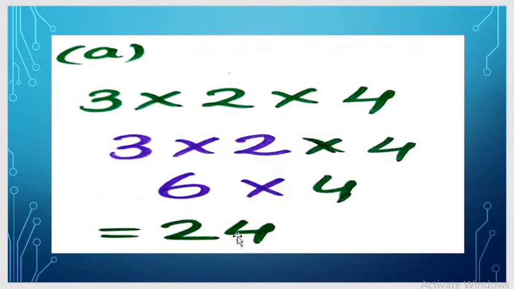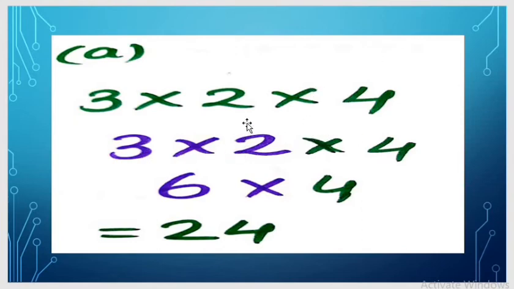This is what is called multiplying in any order. 3 multiplied by 2 multiplied by 4. So 3 2s are 6 and 6 4s are 24. So how can we write it? Students, 3 2s are 6, 6 4s are 24. See, I'll repeat again and again: 3 2s are 6 and 6 4s are 24.